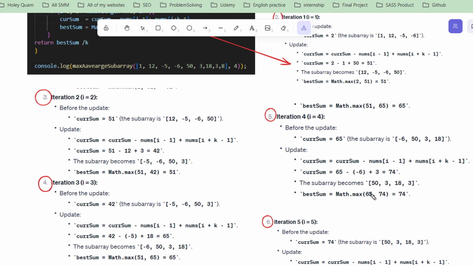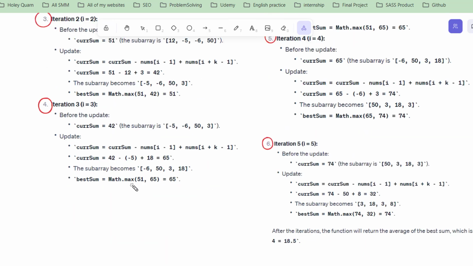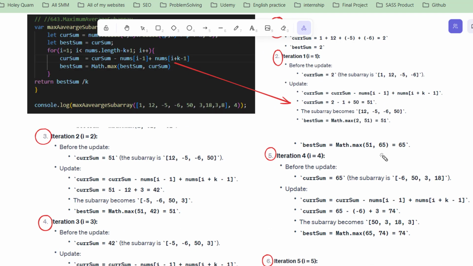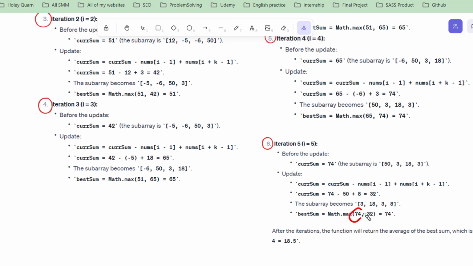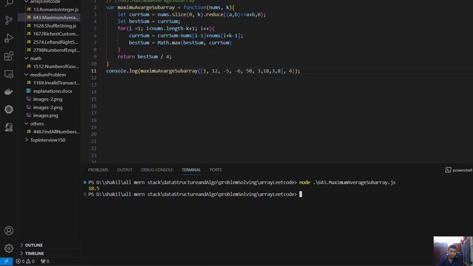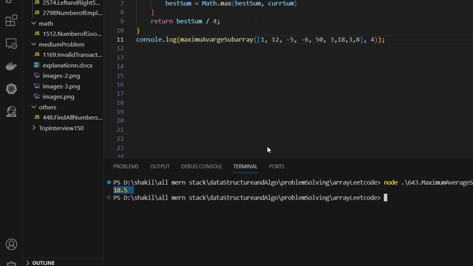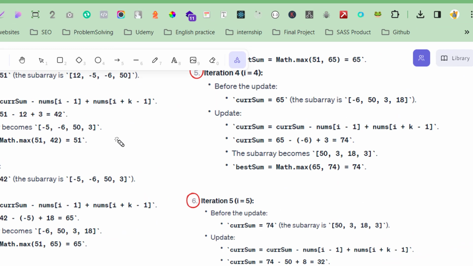Here the highest number will be 51, and between 51 and 65, it will be 65, and between 65 and 74, it will be 74, and between 74 and 32, it will be 74. So the highest number is 74. So 74, if you find the average, you should divide by 4, and if you divide it by 4, you will get 18.5. This is the ultimate answer.